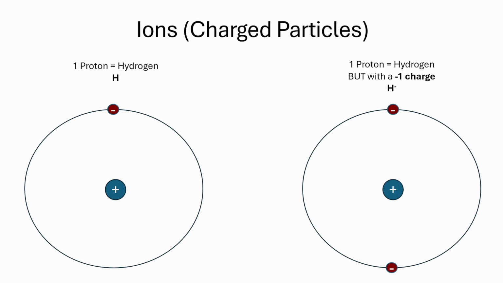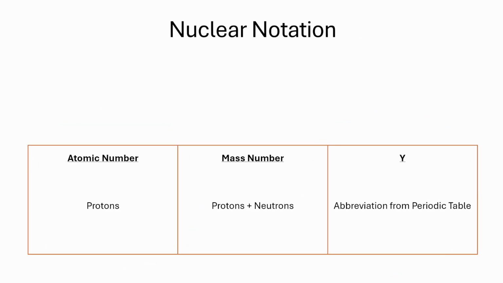So if you see a charge in the top right corner of your atom, most likely it has a differing amount of electrons from the number of protons. If it's not written in, your electrons will equal the number of protons, and if we combine all this with nuclear notation, we combine the atomic number, the mass number, and our chemical formula in this notation here.